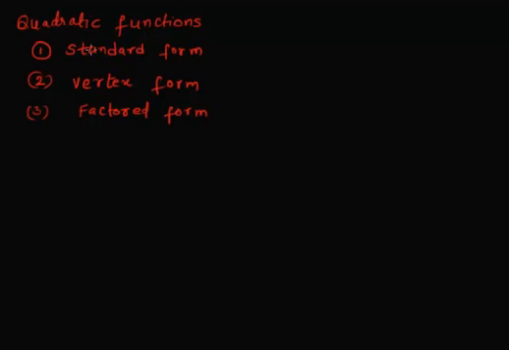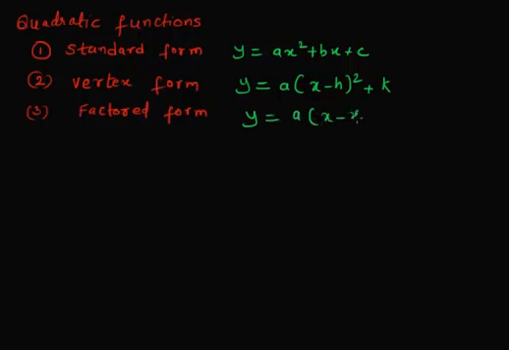Let's learn about quadratic functions now. There are three representations of the quadratic function. The first is standard form, which is given as y equals ax squared plus bx plus c. Second is the vertex form of the quadratic function, which is given as y equals a times (x minus h) whole squared plus k. And the factored form of the quadratic function is given as y equals a times (x minus x1)(x minus x2).